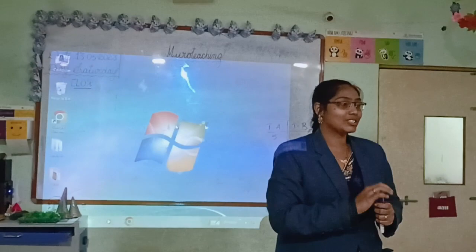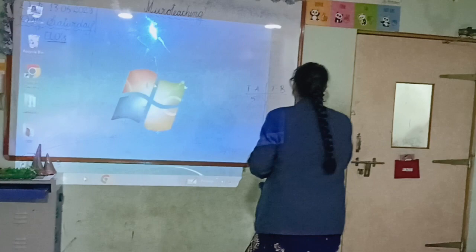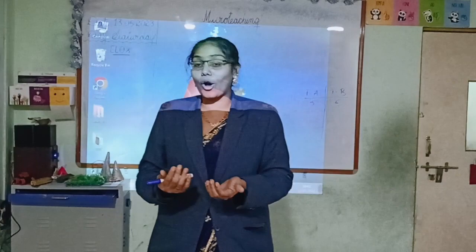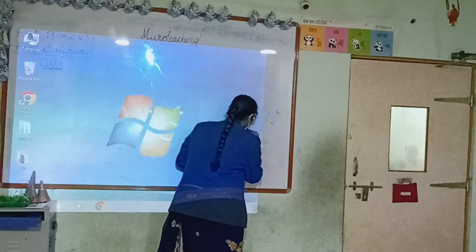Now, team B, your question. How many states are there in our country? 28. Very good. Correct answer. Team B got 5 marks. Let us give a big round of applause to team B. Now, team A, your question. What is the first largest crop grown in our country? Rice. Very good. You got 5 marks. Let us give claps for team A.